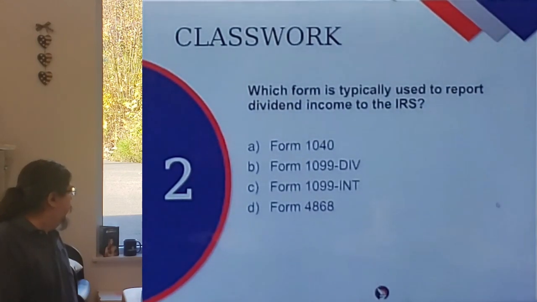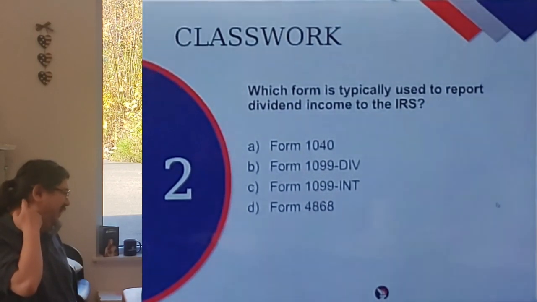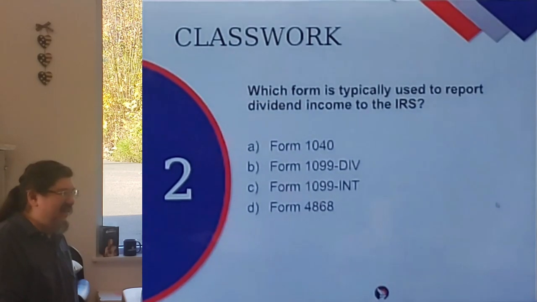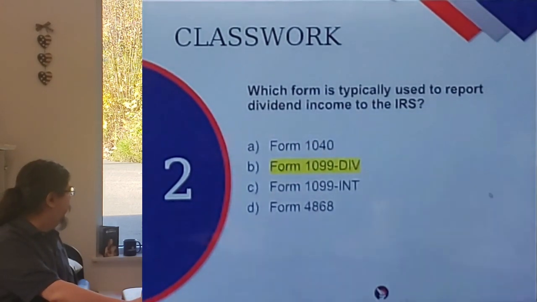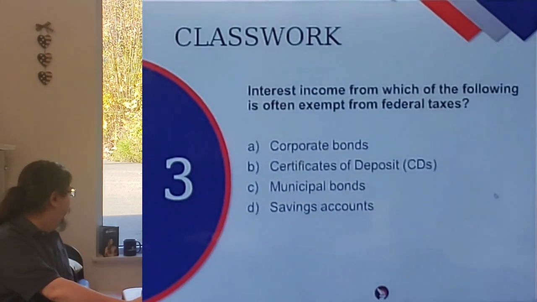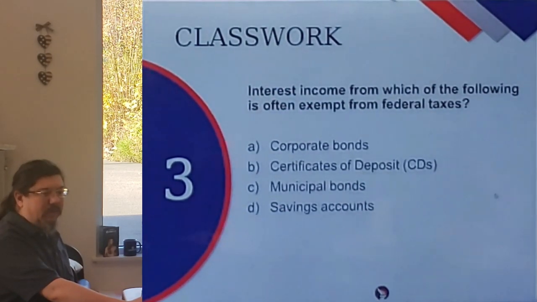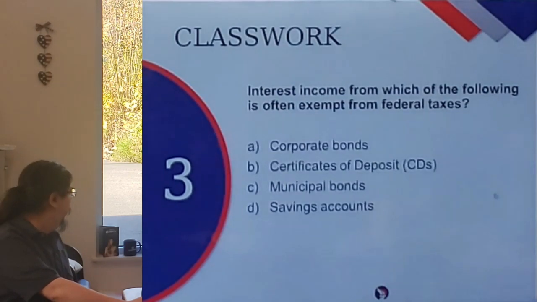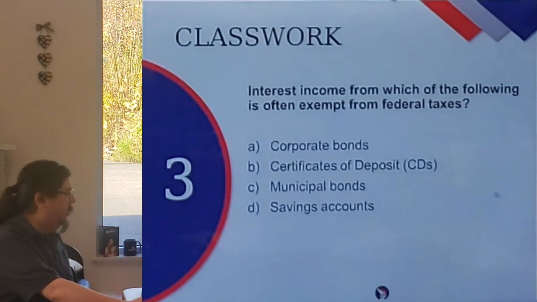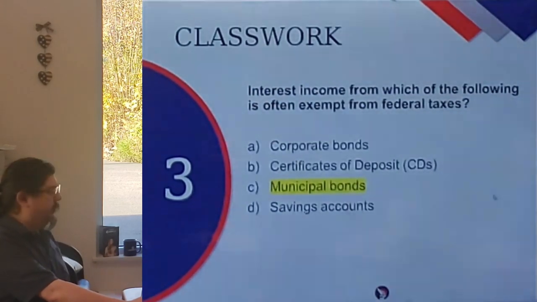All right, Dan, see if we can get number 2. Which form is typically used to report dividend income to the IRS? That would be 1099 DIV. Yes, DIV stands for dividends. And number 3, Kath? Interest income from which of the following is often exempt from federal taxes? Municipal bonds? Yes, that's correct.